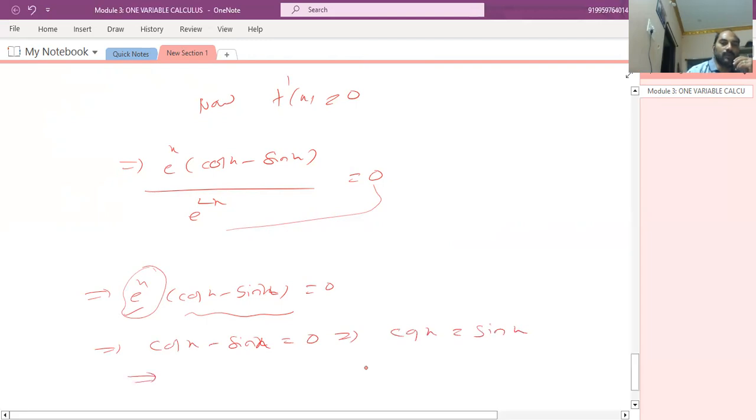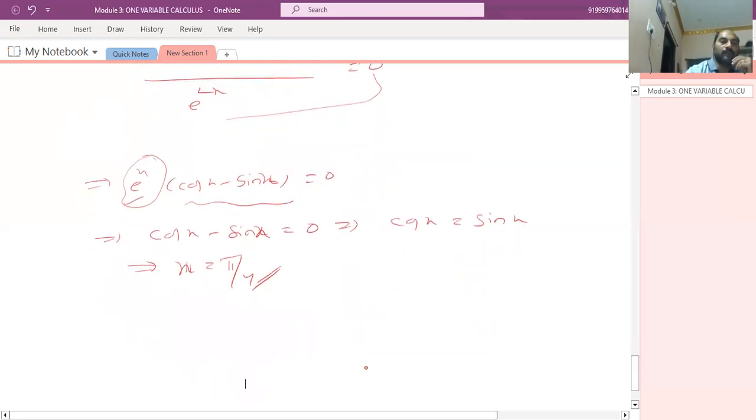As per trigonometric functions, these two are equal at x equal to pi by 4. That's it. Put x equal to pi by 4, f dash x equal to 0. Because we start from f dash x equal to 0 to find the x value, substituting x equal to pi by 4 in f dash x, we get 0. If you have any doubt, you can verify also.